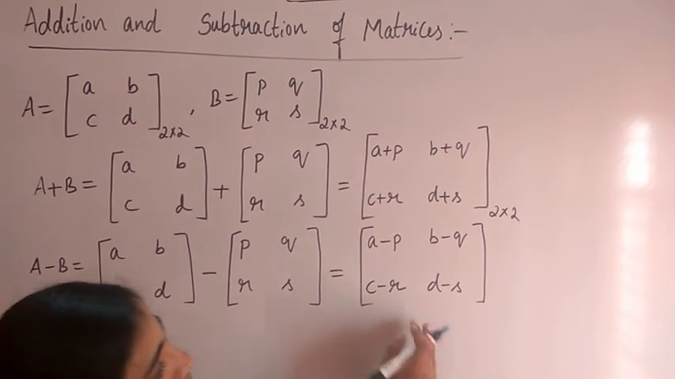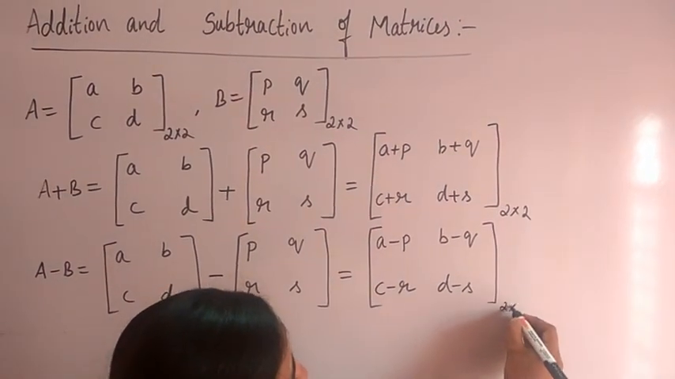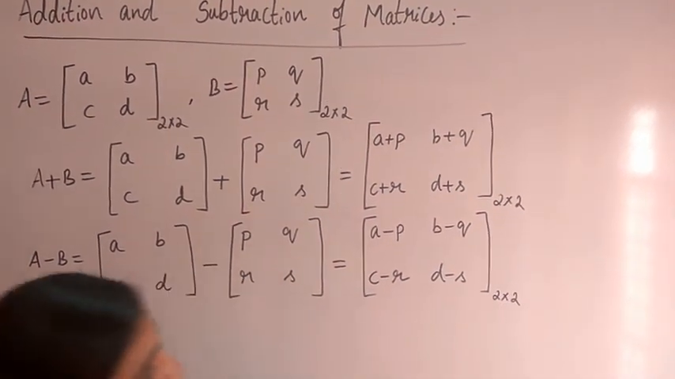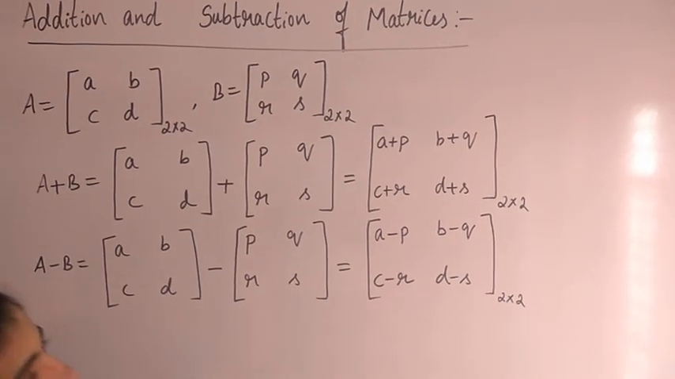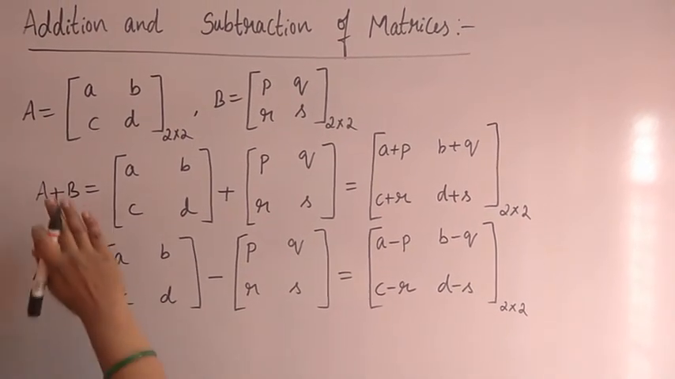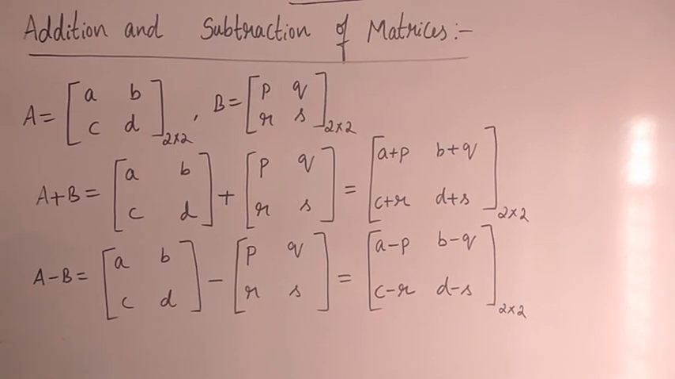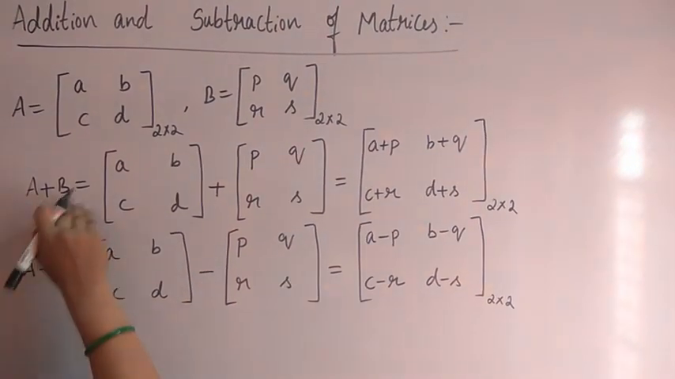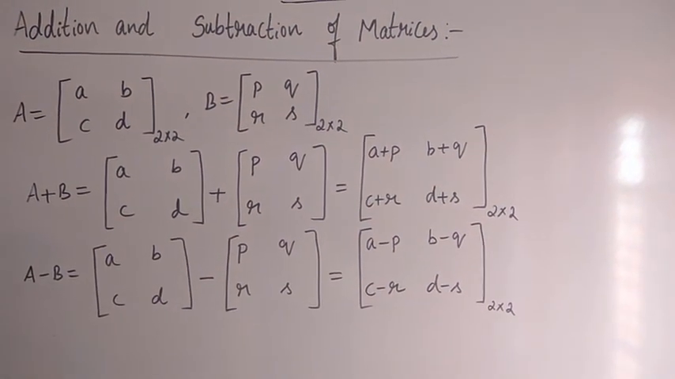What is the order of this matrix? Again we are getting 2 cross 2. So in subtraction also we get the same order as that of the given matrices A and B. So this is the addition and subtraction of matrices.